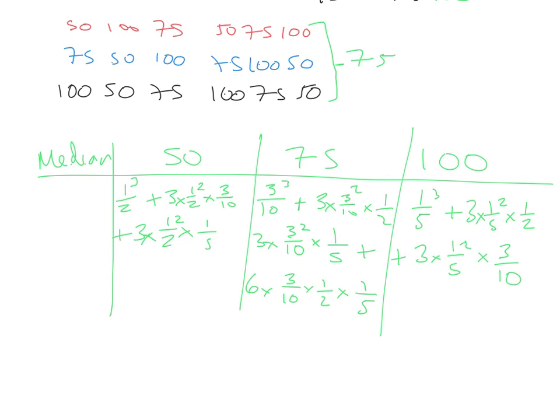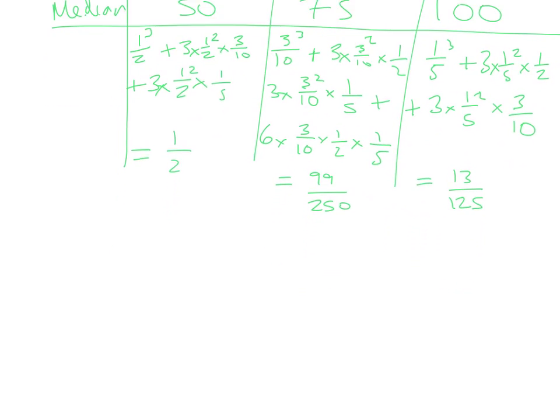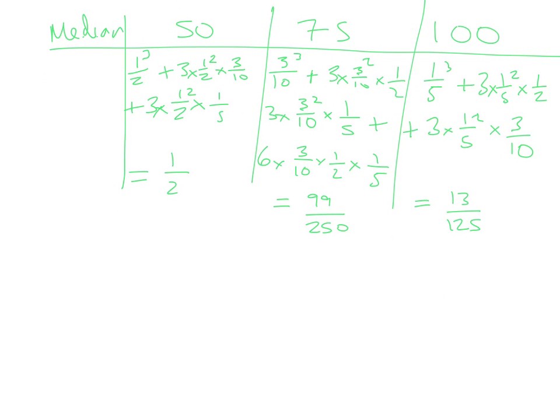So when we work these ones out, well, the probability that the median will be 50 is a half. The probability that median will be 75 is 99 over 250, and the probability that 100 will be the median is 13 over 125. Now that's the question completed, but a good way of checking if you've got the right answer is making sure that all of these 3 fractions add up to 1.